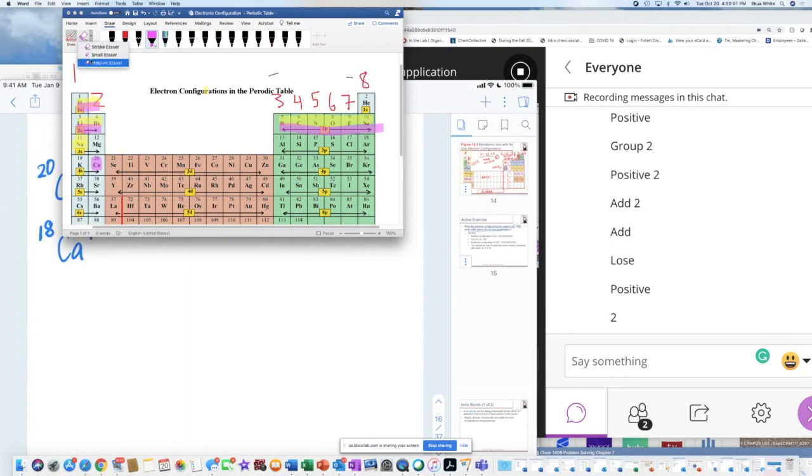Oh, there's different kinds of erasers? Ah, I see. You live and you learn, huh?